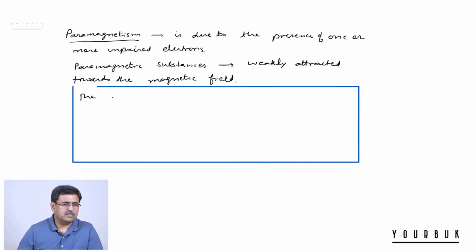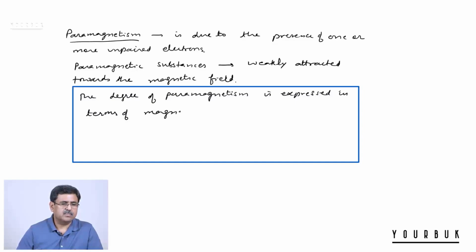And the degree of paramagnetism means how strongly the substance is attracted towards the magnetic field. The degree of paramagnetism is expressed in terms of magnetic moment. And the symbol is mu, and this mu is given by root of n into n plus 2 Bohr magneton, where n stands for the number of unpaired electrons.